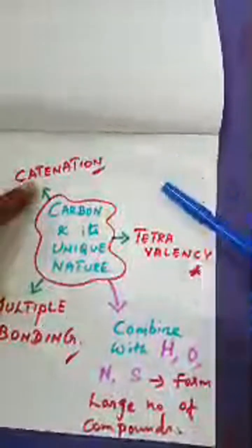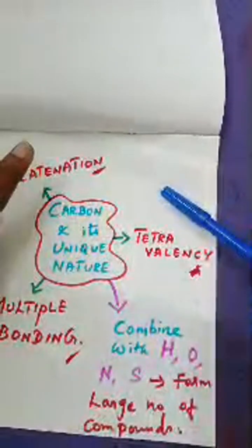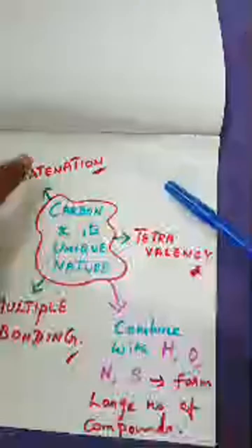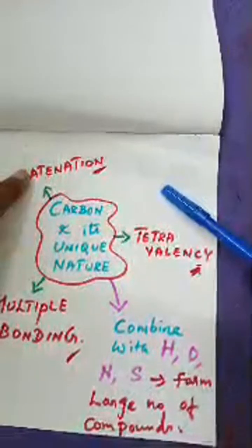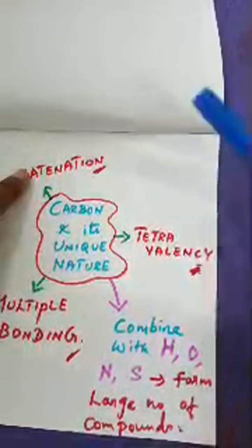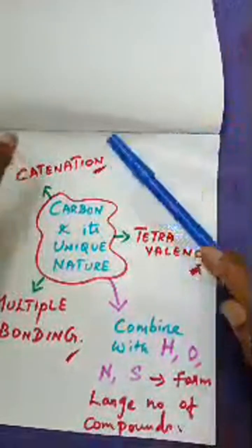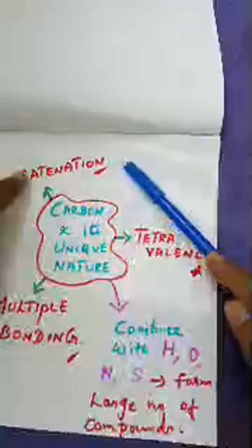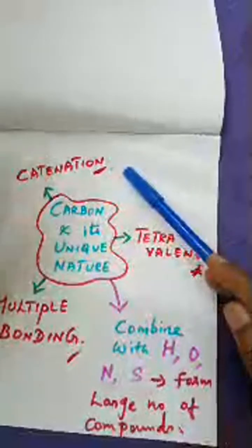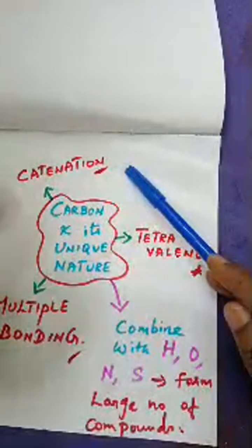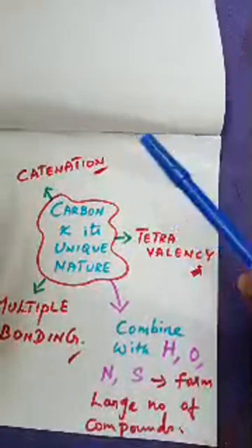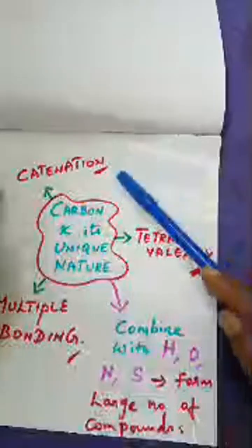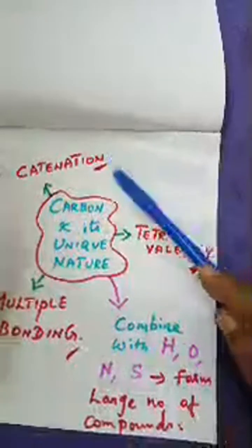Carbon has the catenation property. Catenation means it has the ability to form rings or linear chains with other atoms, and it forms covalent bonds. What does covalency mean? It has four electrons in the outermost shell. These electrons help in covalent bond formation, that is, mutual sharing of electrons between the atoms takes place.